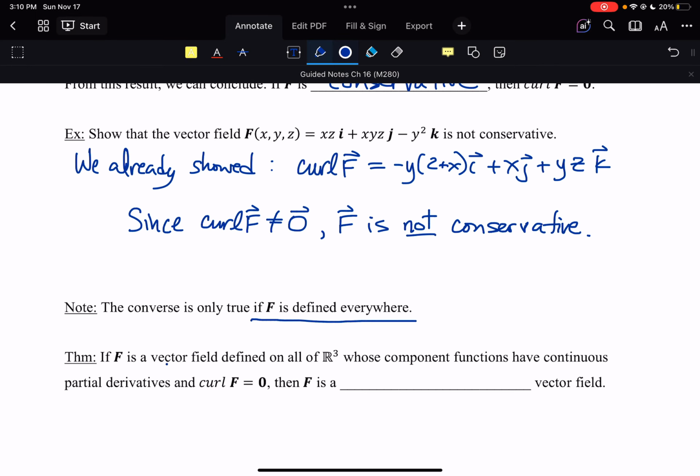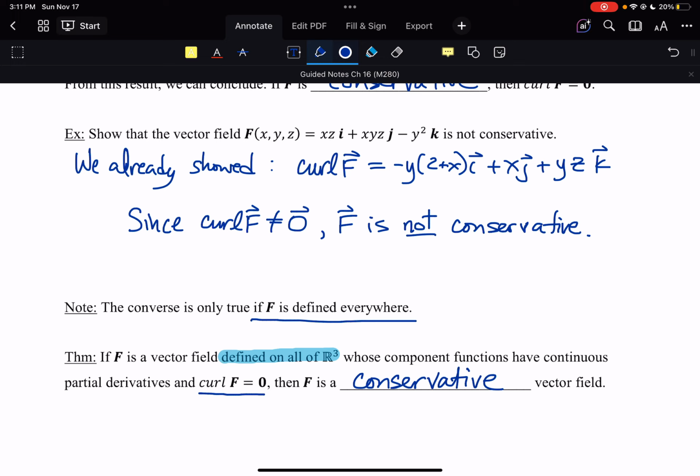So if F is a vector field defined on all of R3, whose component functions have continuous partial derivatives, and the curl of F is 0, then F is a conservative vector field. Okay, so if we have a vector field that is defined everywhere on all of R3, and we find that the curl is 0, that means the vector field is conservative.